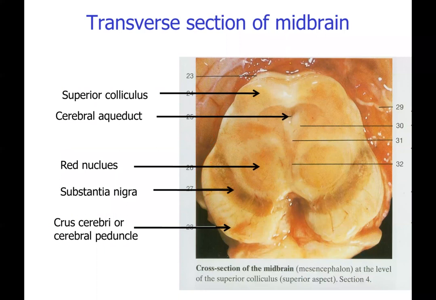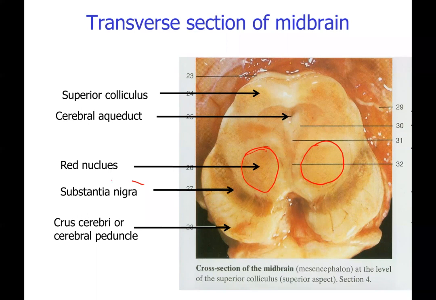Other than that, as you can see in the labels, there is what is called the red nucleus. This is a collection of cell bodies again. That's why it's called a nucleus. So this is called red nucleus, which can only be seen at the level of the superior colliculus. I said this cross section is at the superior colliculus level. Therefore, you see the red nucleus here.